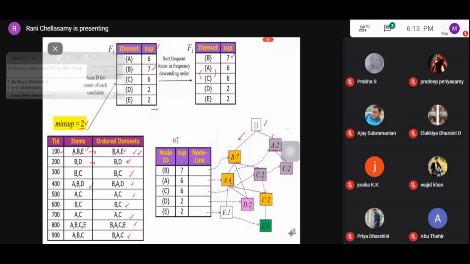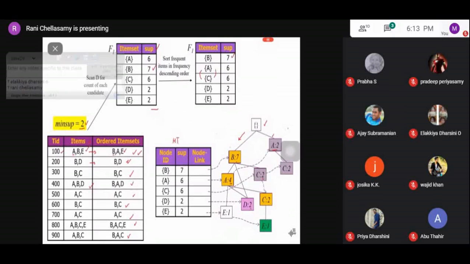Okay, thus we have completed every transaction. Thus we have constructed a FP tree. This is the final FP tree, completing all the transaction. Are you clear with this? I hope you might have understood. If there is any doubt, you can stop at this point and you can ask any queries.